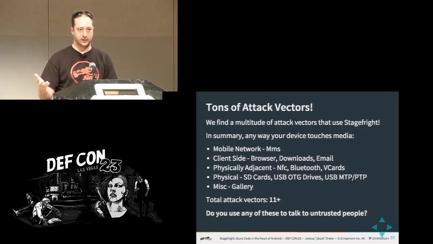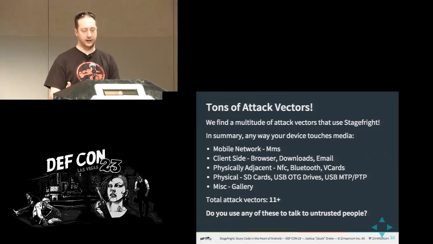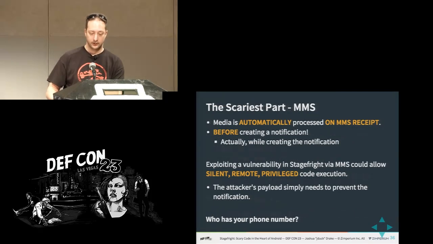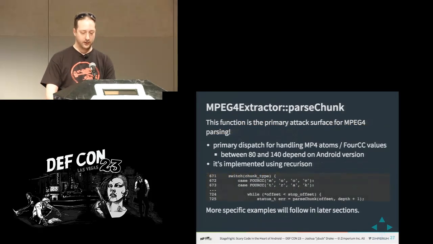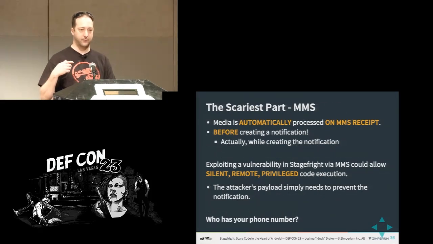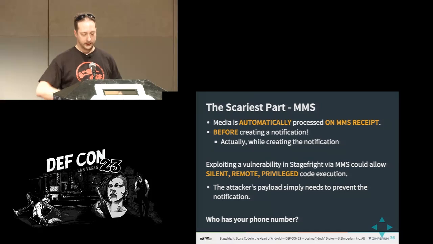So do you use any of these to talk to people you don't trust, or even worse, do you think anybody you don't trust could somehow communicate with you without you asking with any of these? The scariest part is MMS by far. My research initially was on doing stuff over the SD card, as I discovered the media mounted intent, which basically says when you stick the SD card in, the volume manager says, hey, there's a new SD card mounted, and then the media scanner does its thing. So that's where I started. And then eventually, through the attack vector research, I found MMS, and I was like, wait, that can be good.